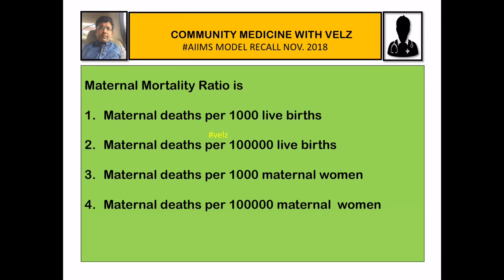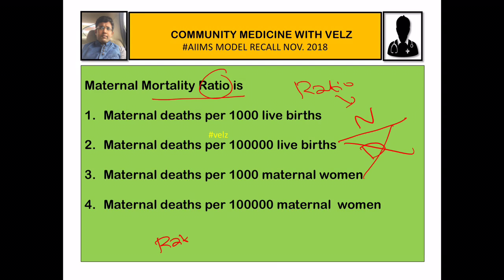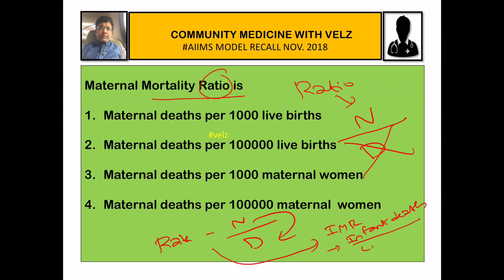Next is maternal mortality ratio. You have the term ratio. What is the important thing with ratio? In a ratio, the numerator is not a part of the denominator, but in a rate, the numerator is a part of the denominator. For rate, the example is infant mortality rate: number of infant deaths by live births. Children can die only if they are born, so the deaths are a part of the live births.